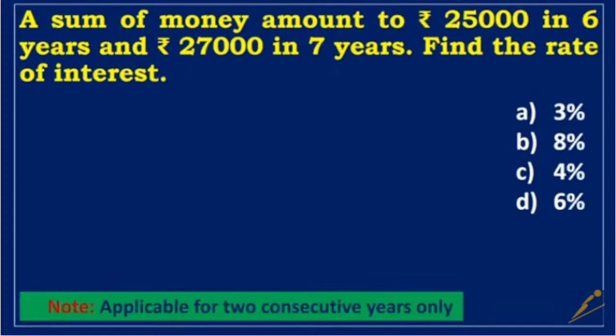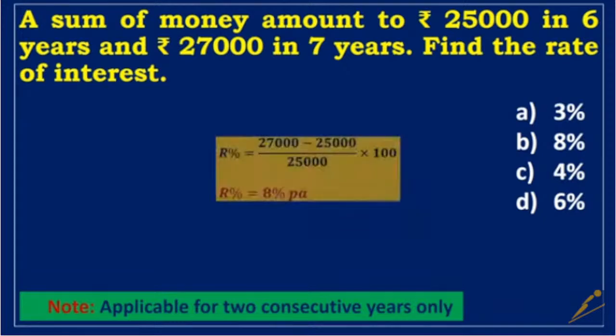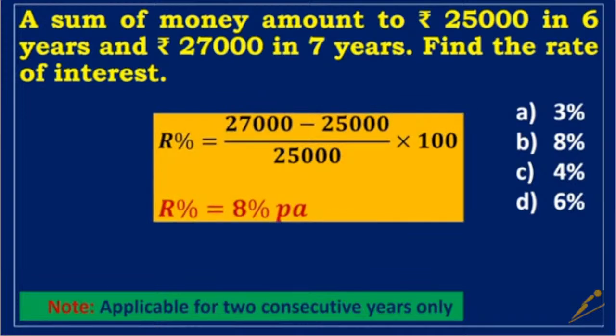Second example, a sum of money amounts to 25,000 rupees in 6 years and 27,000 rupees in 7 years. Find the rate of interest. If the time is consecutive years, then we can solve this type of problem using the percentage change formula. That is, percentage change is equal to the final value minus the initial value divided by the initial value into 100. The rate of interest is equal to 27,000 minus 25,000 divided by 25,000 into 100. The rate of interest is 8% per annum.